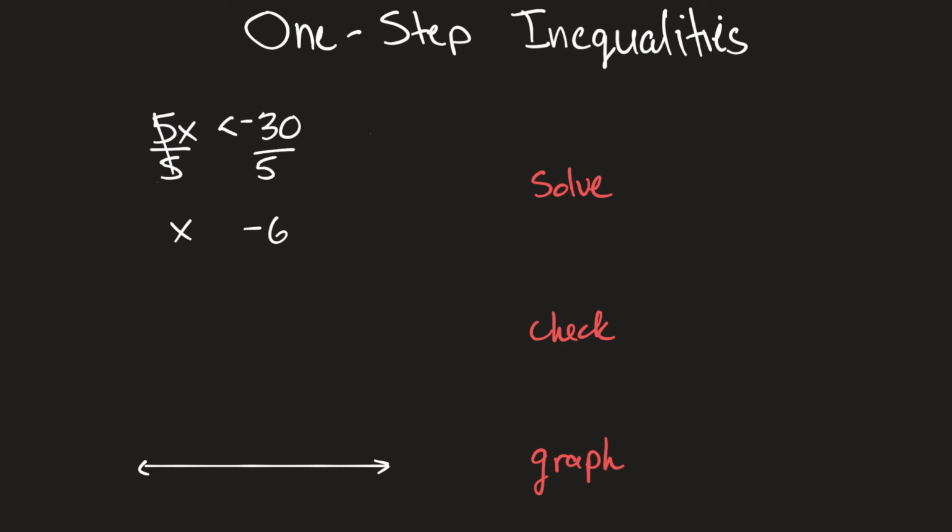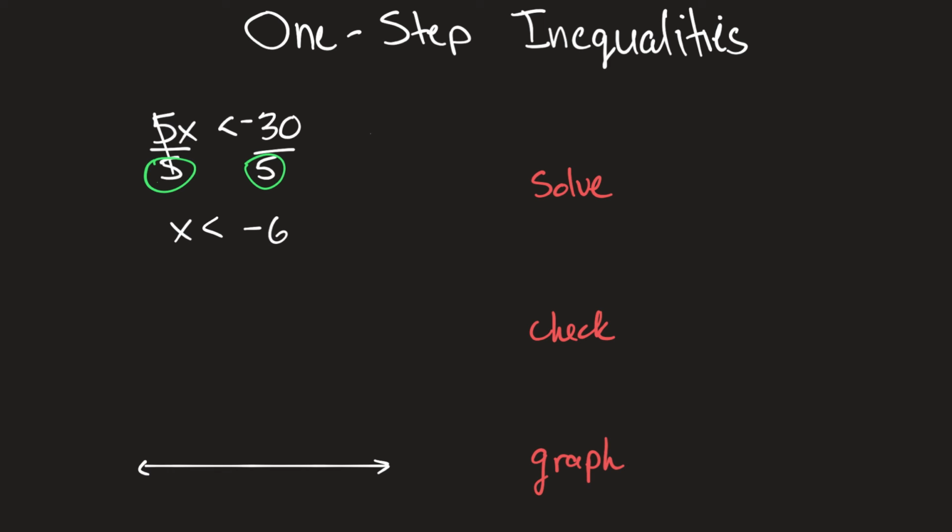Now you might be thinking, oh, I just heard that I have to switch the direction when I divide by a negative, or multiply, and that's right. But in this one, we are dividing by a positive. This is what matters right here. The fact that we are dividing by a positive, no switching. So, boom. That's it. Let's check it.